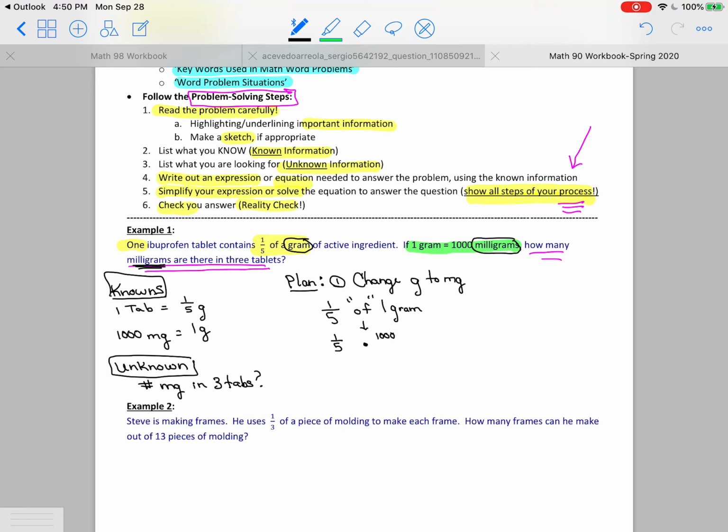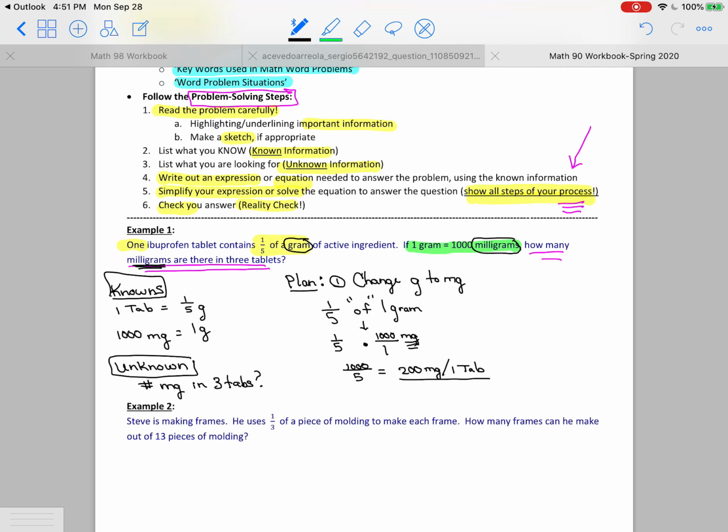So 1/5, and we know that 1 gram is equal to 1,000 milligrams. I know my goal here is to switch from grams to milligrams, so I'm going to just hang that unit off to the side there. Right, so this is going to be 1,000 over 5, which is going to give me 200. And what does this mean? 200 what? That's right, I'm looking for milligrams. So this is 200 milligrams in 1 tab.